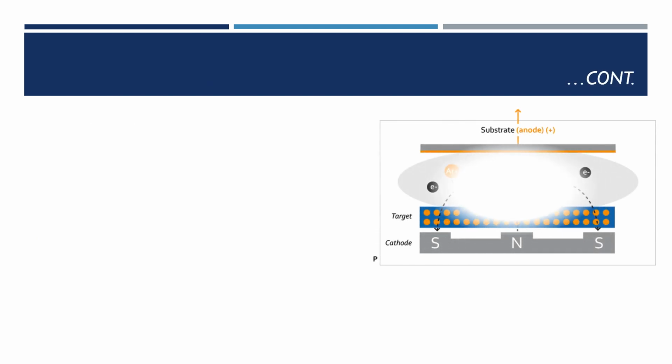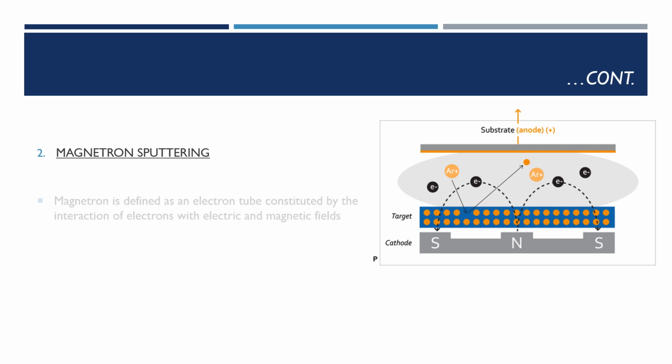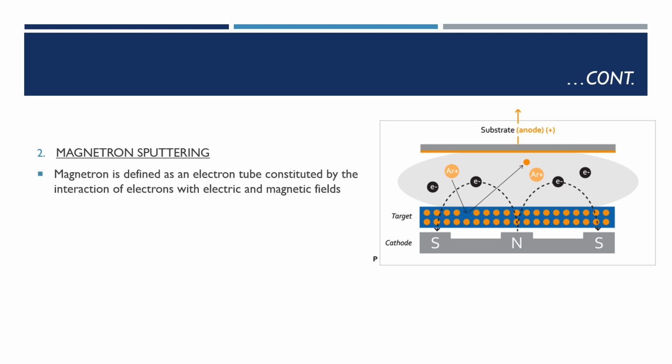So the second mechanism is magnetron sputtering, and a magnetron is defined as an electron tube in which electrons interact with electric and magnetic fields. Here the main aim of the magnetron is to contain the waste electrons within the zone. So here a magnetic field is kept behind the source material or the cathode, by using a magnet.